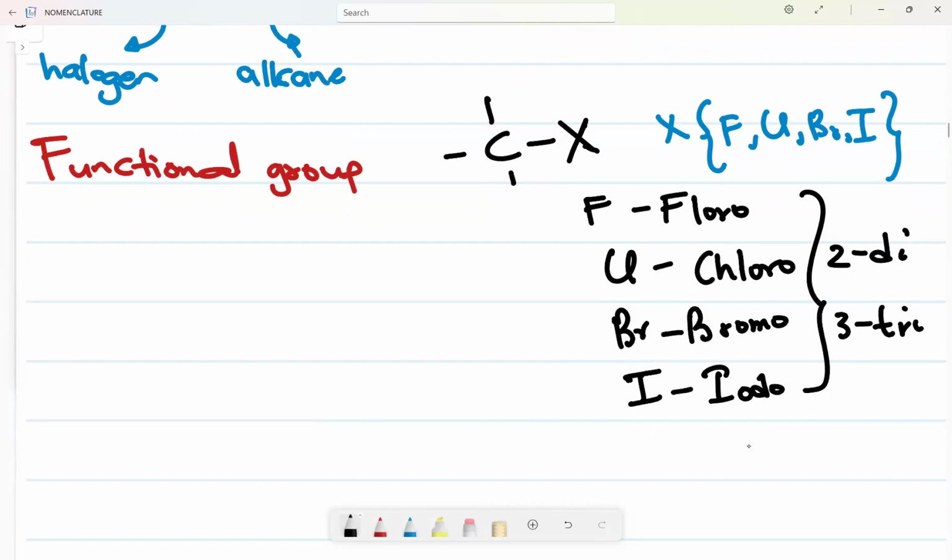So, we know the functional group. It is this, where X represents a halogen. We do not want to say Br, because what if that halogen is rather Cl? So we go to our general formula.